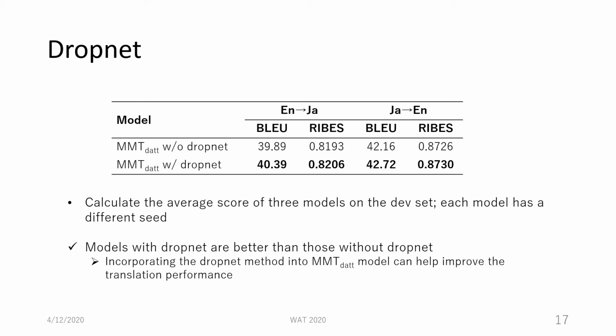We examine the effectiveness of the Dropnet method. From this table, models with Dropnet are better than those without for each direction. This shows incorporating the Dropnet method into MMT with the double attention model can help improve the translation performance.